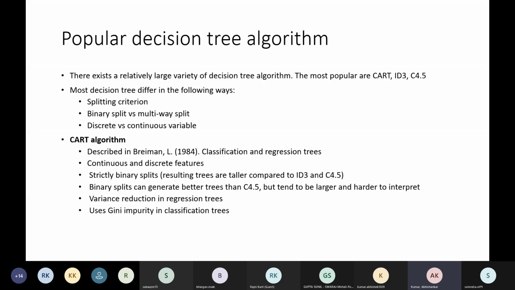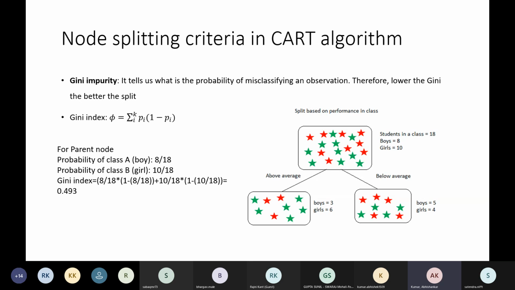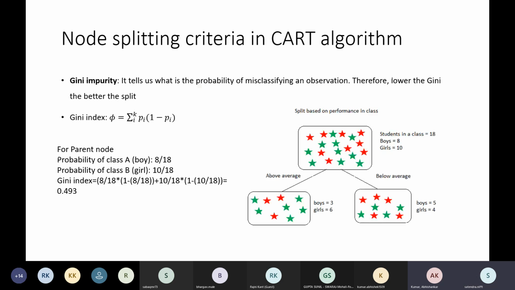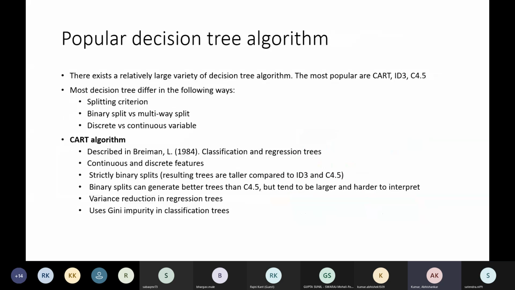When we are solving a regression problem, we want to reduce the variability, the output variability. And when we are solving a classification tree, we are going to minimize something called Gini impurity. How the Gini impurity and this variance reduction are defined, we will see in the next class. I thought to complete all this, but somehow we are not able to, so we'll take it to the next class.